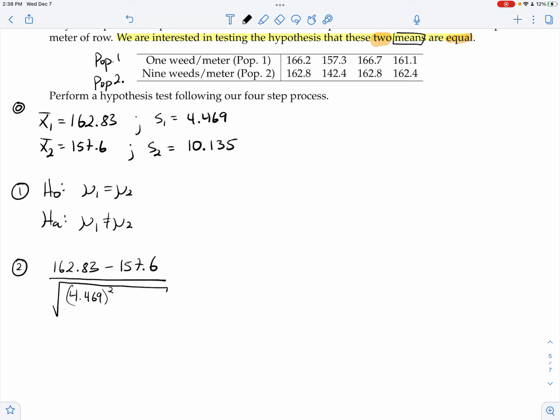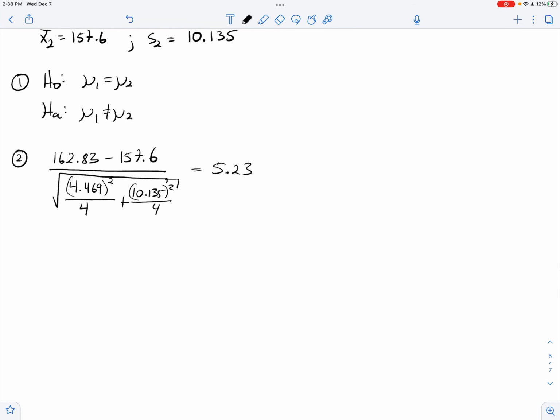You want to square that divided by the first sample size. Well, that's just 4. The second standard deviation, you want to square that, divide by 4 as well. All that's under the square root there. When you do this, you should get 5.23. So there's your statistic.